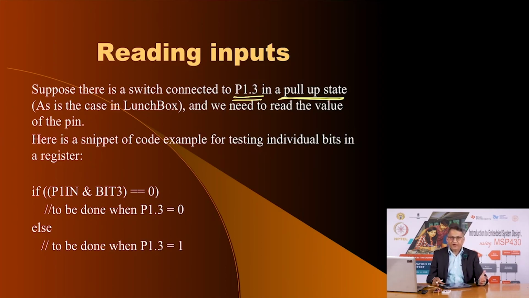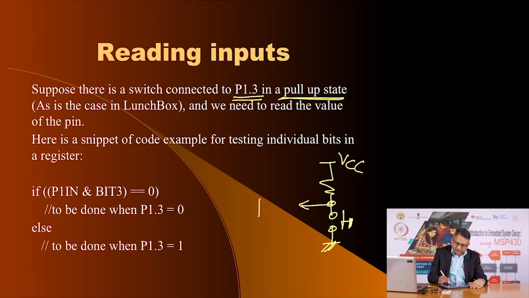To be able to identify whether the switch is pressed: when the switch is not pressed, it will give a logic 1, because there is a pull up resistor. Here is the switch connected to ground, here is the pull up resistor, and the junction is going to P 1.3. So, when the switch is not pressed, it will give you logic 1, and when the switch is pressed, it will give you logic 0. So, reading P 1 in and then ANDing it with bit 3 is nothing but a mechanism to identify and isolate bit 3.